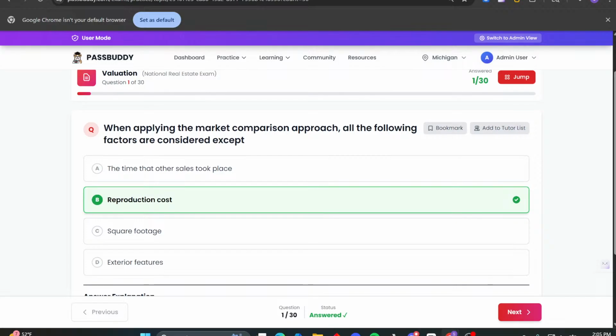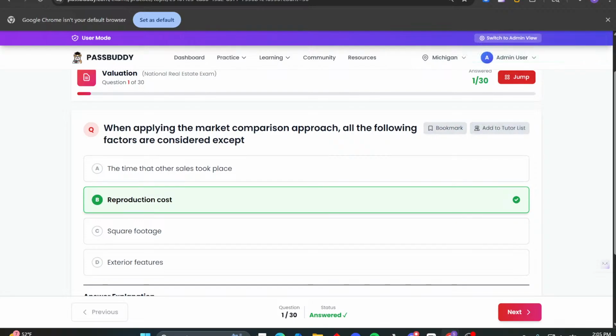They wouldn't consider the reproduction costs because that's going to be in the cost approach. Okay, so in the cost approach, and actually let me remove that from the tutor list.